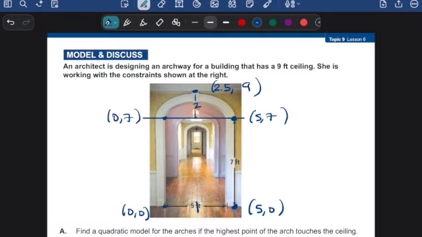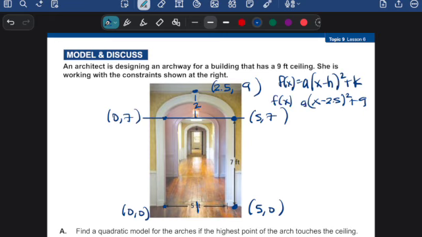What's the vertex? 2.5 comma 9. That means h is 2.5 and k is 9. So remember how we've done this before. We have our function a times x minus h squared plus k. So if we write it in vertex form, we can come up with our quadratic equation. We know our vertex is at opposite h, which is negative 2.5, and k is 9. We don't know a yet.